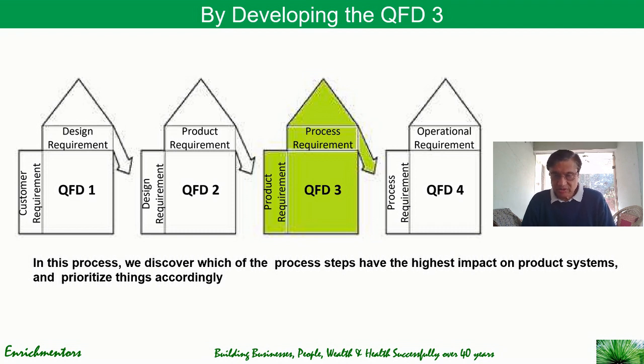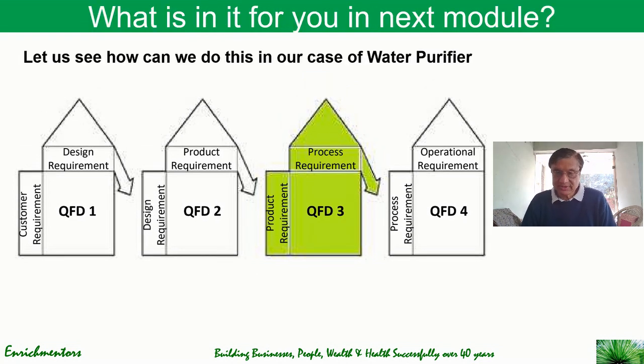We try and build the third house of quality, in which we begin with the product specifications or the product requirements that we have finalized in the last step, and we use that to formulate the process requirements. In this process, we discover which of the process steps have highest impact on the product systems and prioritize things accordingly. So how do we exactly do that? We will look at in the next lecture, where we will go through the step-by-step approach as we have done for QFD 1 and 2 in converting the product specifications, product requirements, part requirements into the process requirements.